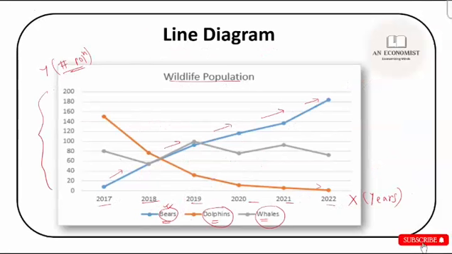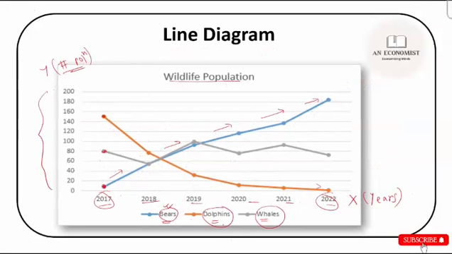For every year you can measure the number of bears by this value, and the number of dolphins and whales. This diagram shows 3 different categories of variables plotted on a single xy plane, and you can follow and compare the trends. You see that the number of bears is continuously increasing over the years. From 2017 to 2022, you can conclude that the number of bears has increased continuously.